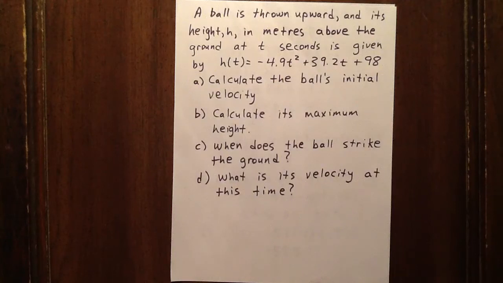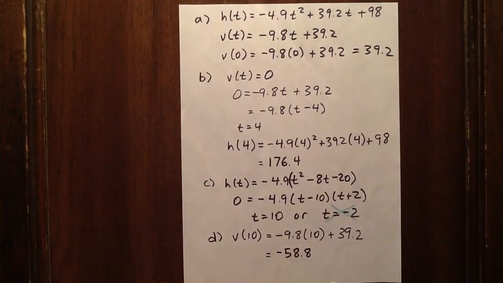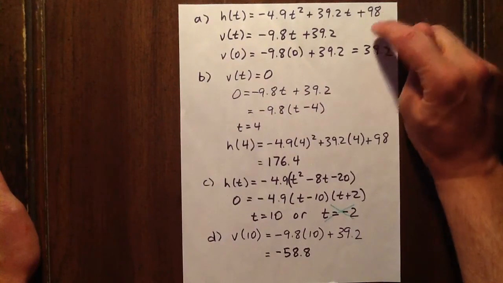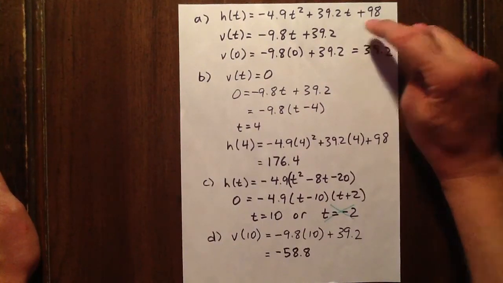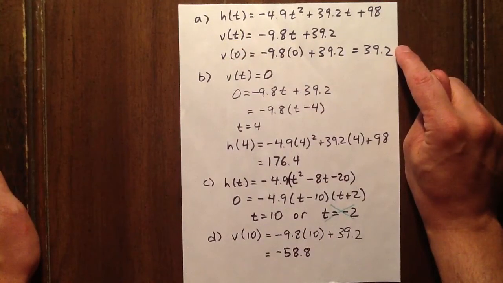In this question, we see a ball being thrown upward, and we want to answer various displacement and velocity questions. Well, first thing it asks is the initial velocity. So all we do is we take the derivative of the height expression with respect to time, plug in a t value of 0, and we see that the initial velocity of the ball was 39.2 meters per second, and in this case that will be in an upwards direction.